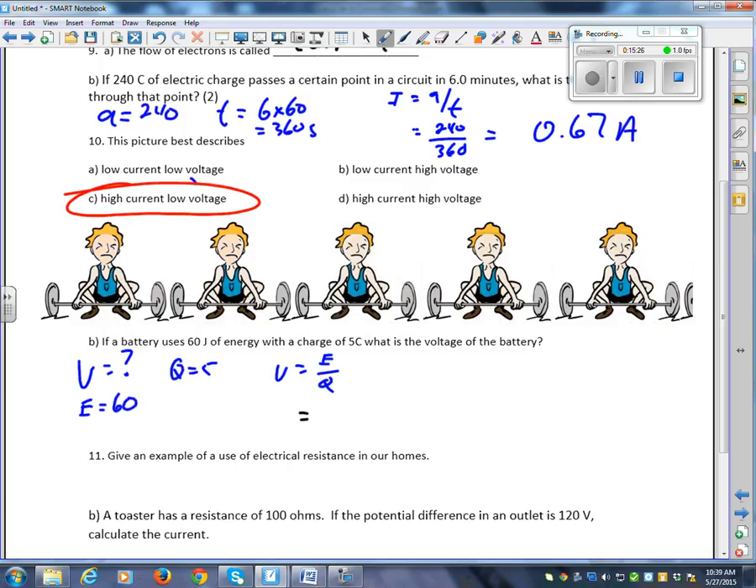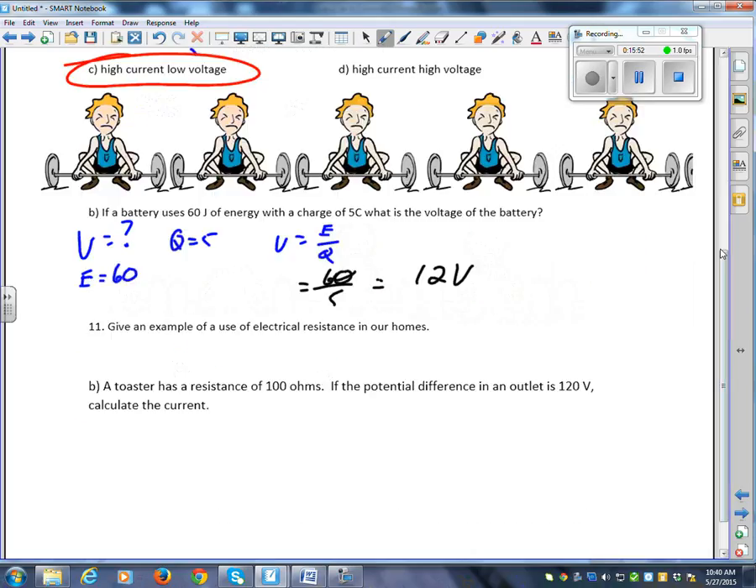E is 60. Q is 5. 60 divided by 5? 12. 12 volts. Okay? Writing the formula is super important when you get to grade 12 physics because we're talking about 8, 9-mark, 9-step questions. Yes, you've got to do it. Yes, you've got to do grade 9 physics. Oh, grade 12 physics.